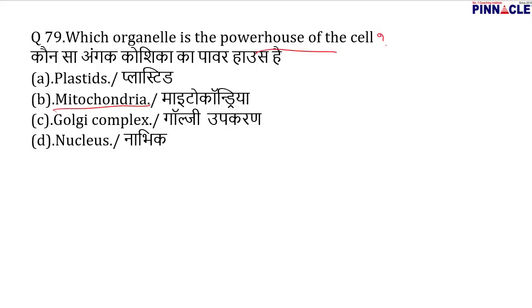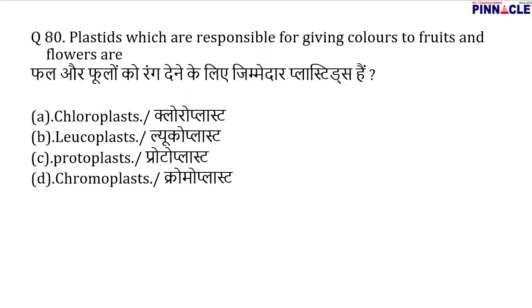Now moving to question number 80. Plastids which are responsible for giving colors to fruits and flowers are called what? A plastid is also a type of cell organelle which is generally present in plants, and there is a certain kind of plastid that gives color to fruits and flowers, and that particular plastid is said to be chromoplast. From the name also it is clear that chromo means color. So chromoplasts are those colored plastids that contain various pigments. They can be green, brown, red in color, and so on.